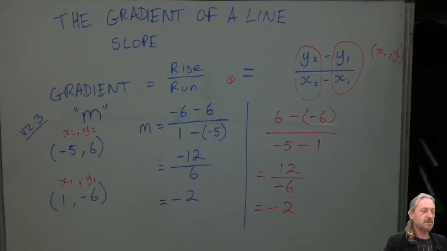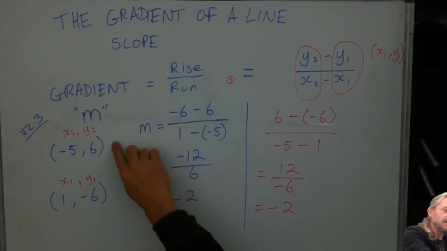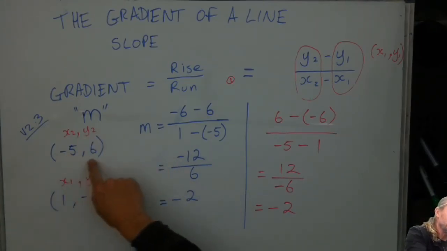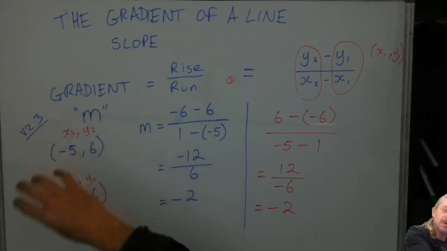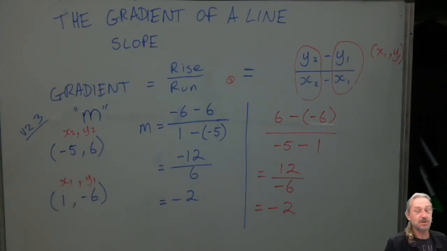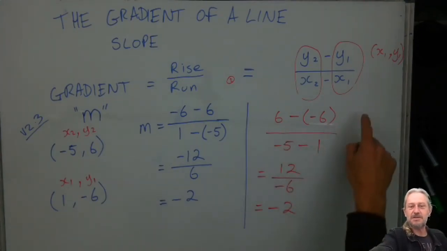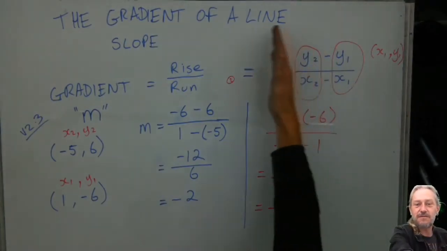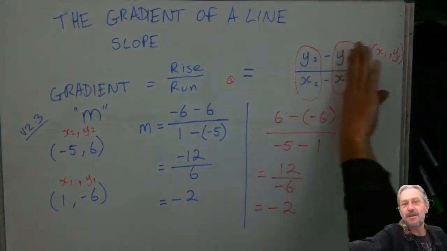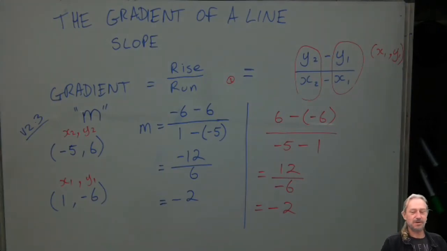So don't get confused, don't overthink it. As long as you just treat one point as x1, y1 and the other one as x2, y2, and you plug them into the equation correctly. So the ones at the front is one coordinate, the ones that you're taking away is the other coordinate. You should end up with the same answer. So don't overthink it.